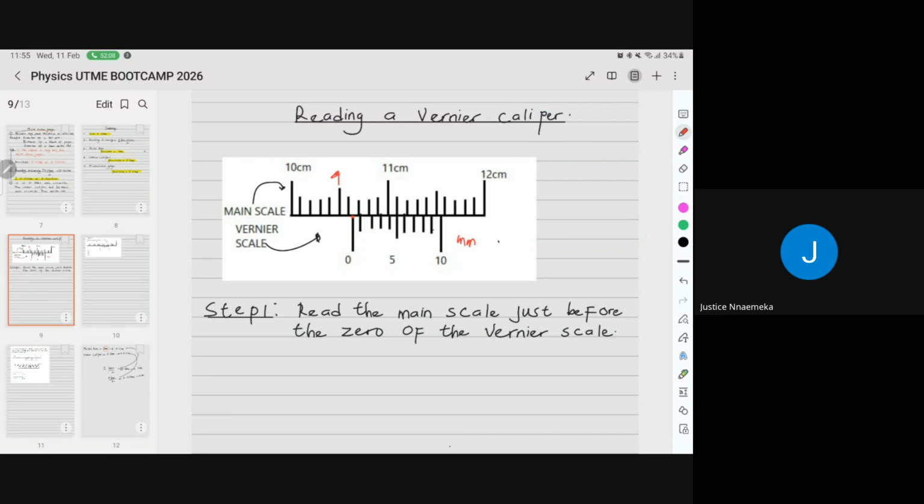Do you understand? Main scale, you can write it down. Main scale, centimeter. Vernier scale, millimeter. Does it click? Main scale, centimeter. Vernier scale, millimeter. I didn't write it down, so put it down there, right? So read the main scale just before the zero of the vernier caliper.